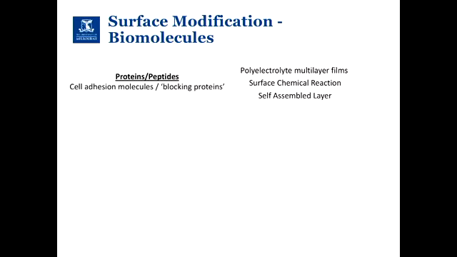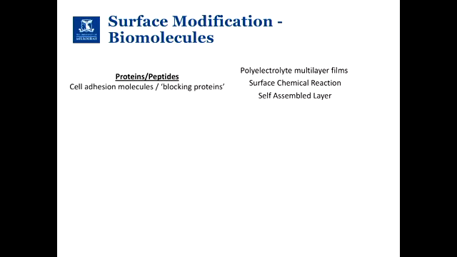And in the slide that I had, with all of the different ways that you can modify the surface, you could attach proteins onto the surface by making multi-layers. You could do it by chemical reaction. You could do it by self-assembled layers. You could probably do it by other techniques as well, but for me these were probably the three main ones.